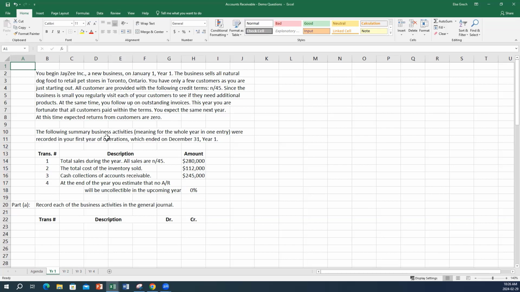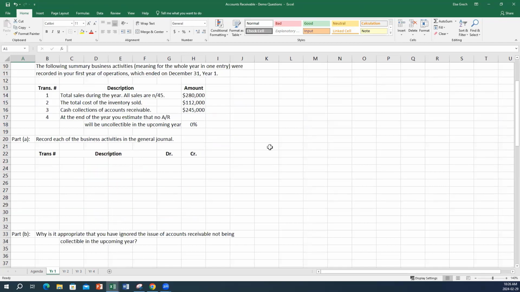The following summary business activities, and I'm doing summary business activities, which represent the whole year, and that's because it's easier to do. Nobody wants to do hundreds of entries, right? So we're going to do summary entries to demonstrate these concepts. They were recorded in your first year of operations, which ended on December 31st, year 1. So I've got my transaction number, my description, and my amounts. So part A, record each of the business activities in the general journal.